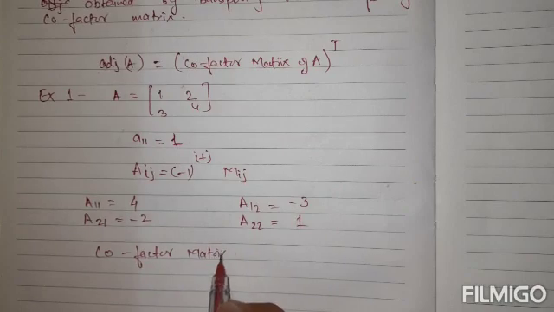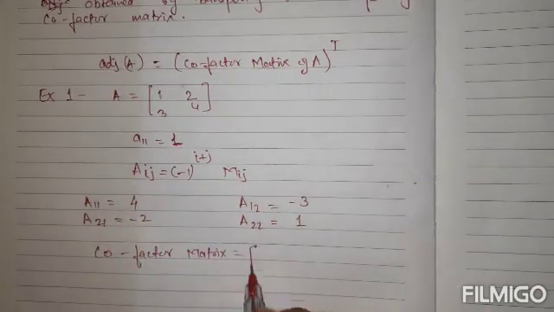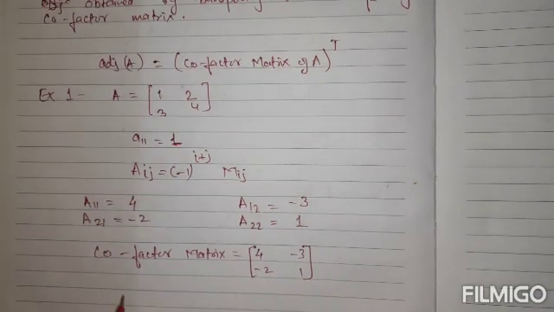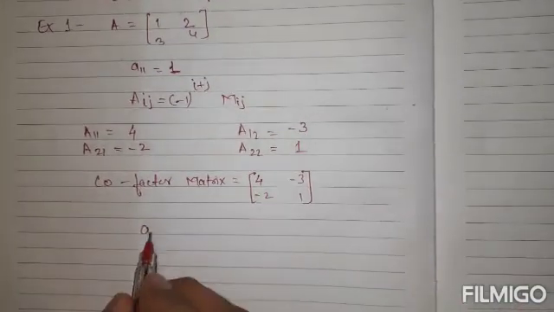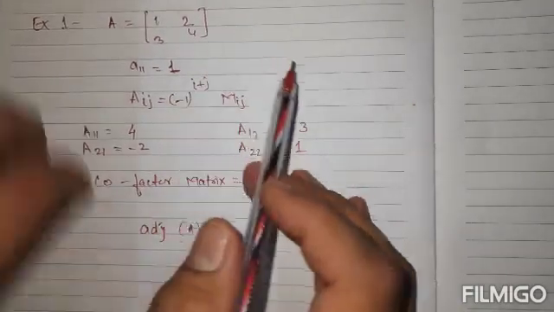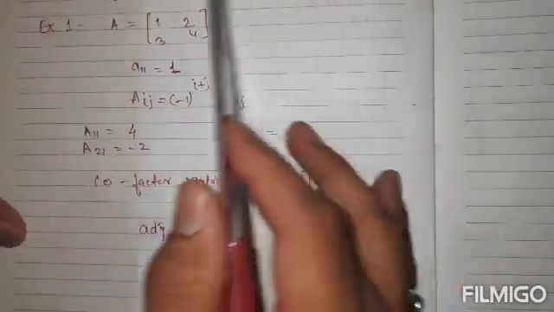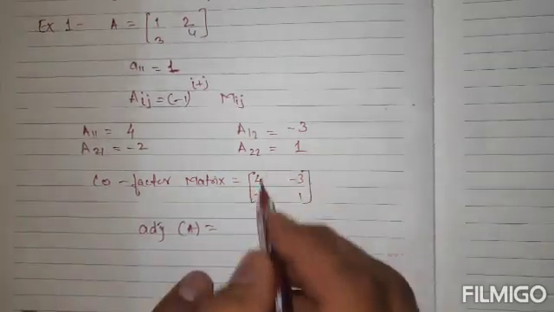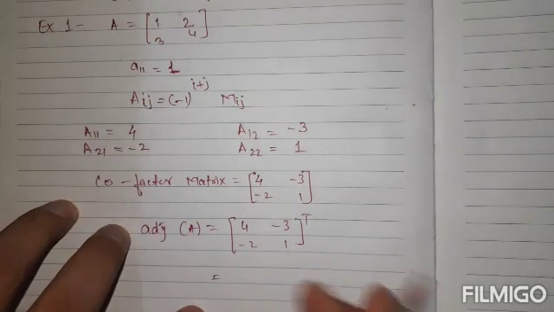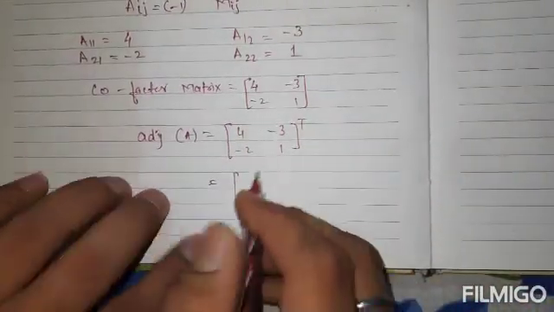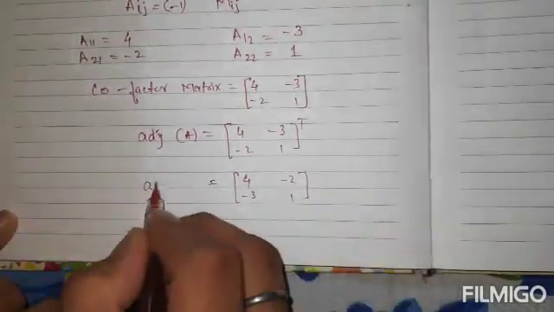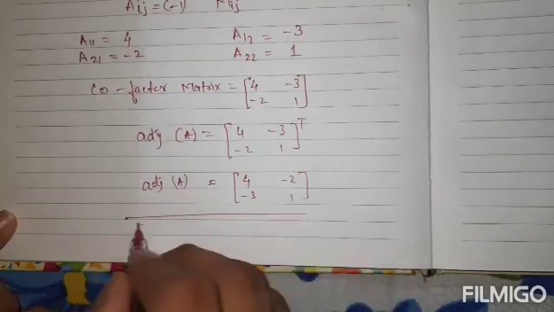So this is the cofactor matrix. Cofactor matrix means the matrix formed by placing these cofactors in corresponding places. This one, 4, -3, -2, 1, this is the cofactor matrix. And the adjoint of A is, we have just discussed, the transpose of the cofactor matrix. If we transpose this one, that is 4, -3, -2, 1, then this is now the adjoint. 4, -3 is here, -2 is here, 1 is here. This is the adjoint of A in case of a 2 by 2 matrix.